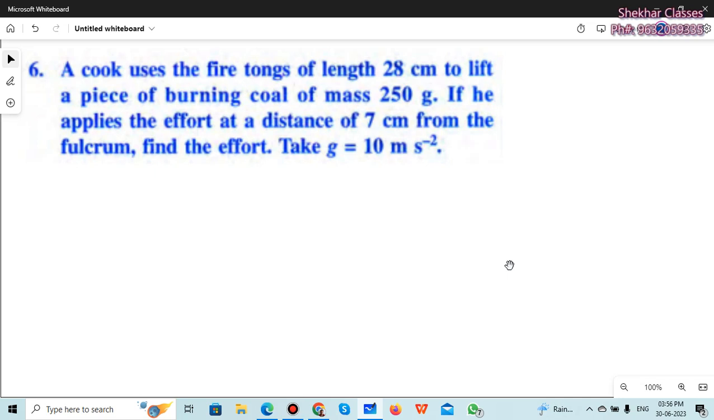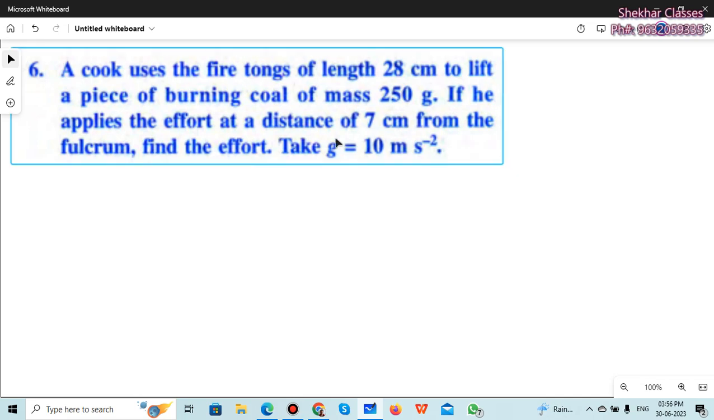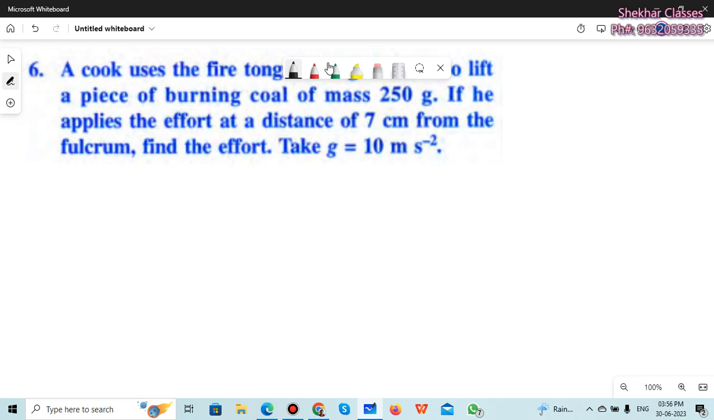A cook uses a fire tongue of length 28 centimeter to lift a piece of burning coal of mass 250 gram. If he applies the effort at a distance of 7 centimeter from the fulcrum, find the effort. You can take g as 10 meter per second square. So first, a figure is required here.